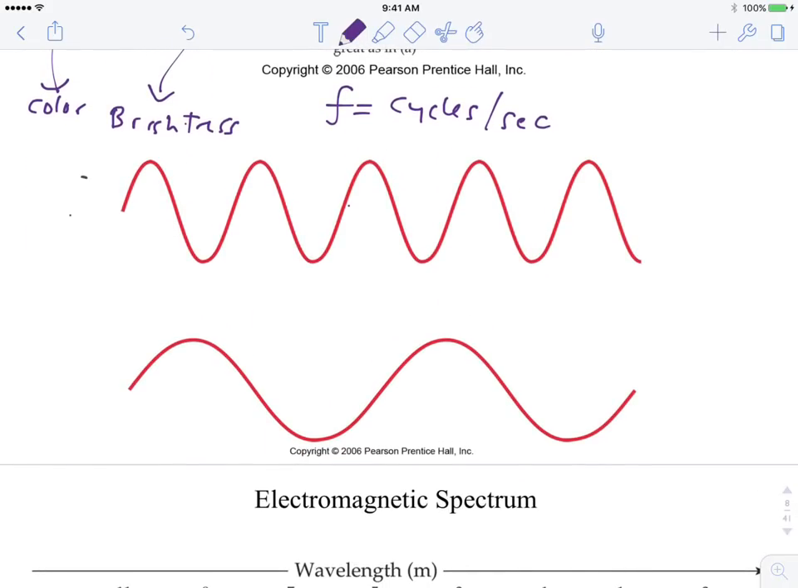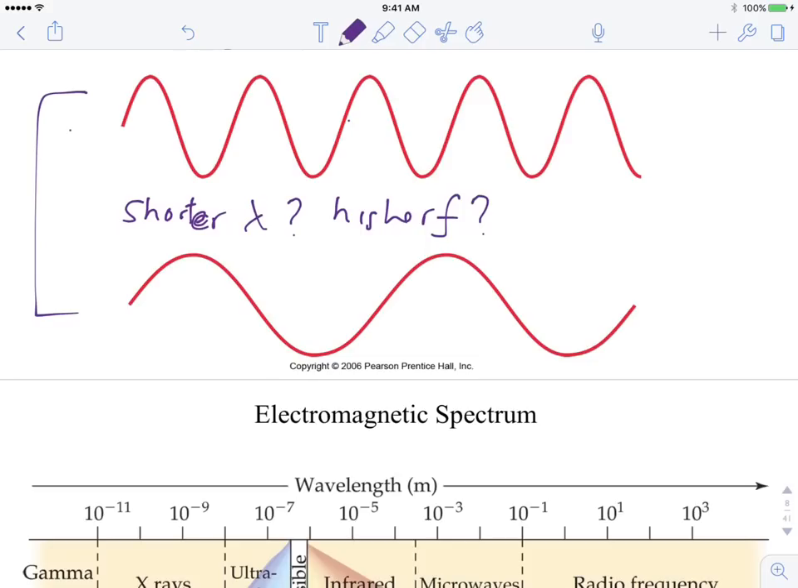So look at these two waves here. Which one of these has the shorter wavelength? Which one of these has the higher frequency? So take a look, answer those questions. Let me know, we'll talk about it tomorrow in class.